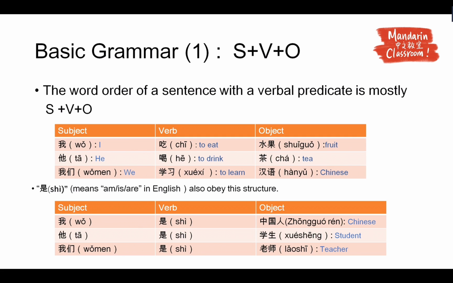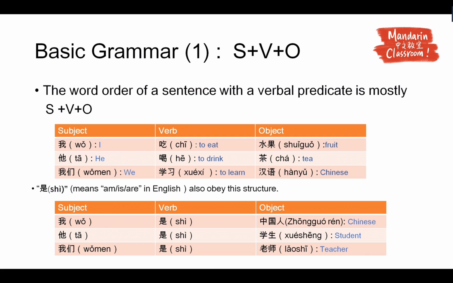And let's see the form. The first line, the subject is 我, means I. The verb is 吃, means to eat. And the object is 水果. Okay, here, about pronunciation, third tone plus third tone. The first third tone will change into second tone, means fruit. So the sentence, 我吃水果, means I eat fruit.